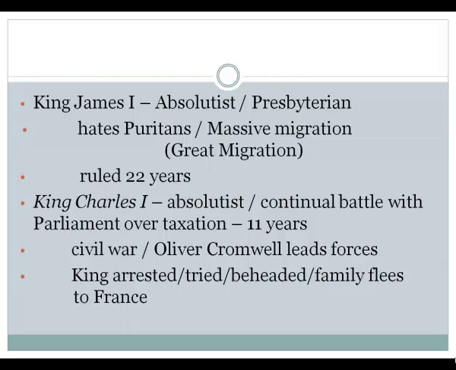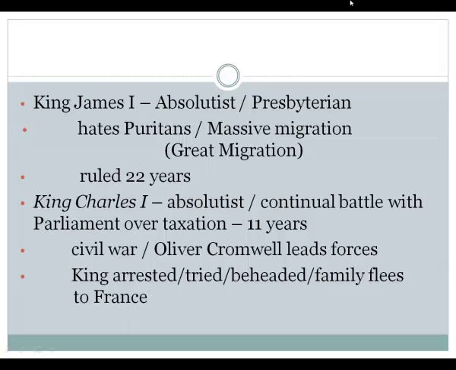And because of it, the Puritans migrated in what we call a massive migration, or our text calls it the Great Migration, to the colonies, or the New World, over a period of 30 years. Now, King James I ruled for 22 years, and FYI, this is the king who is responsible for having the King James Version of the Bible written. He ruled for 22 years, and when he died, his son Charles became king.